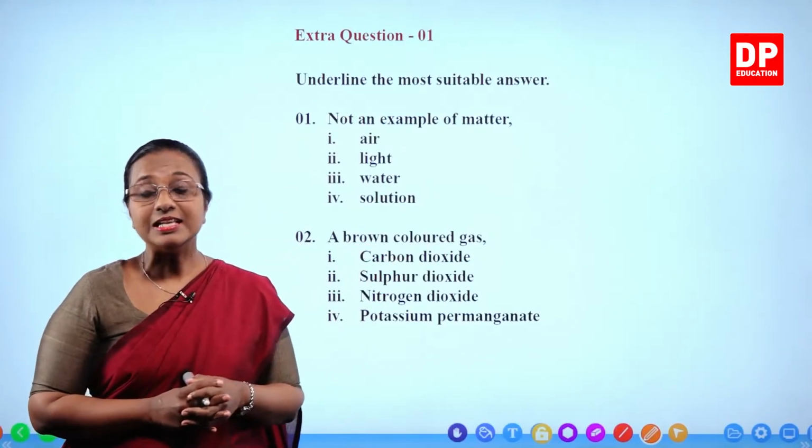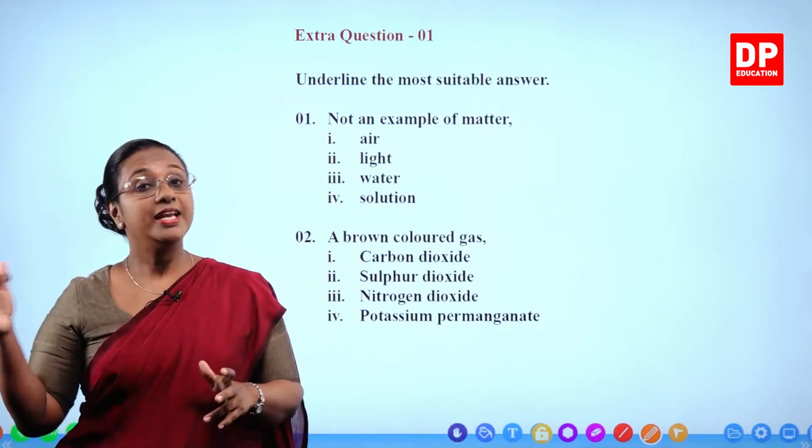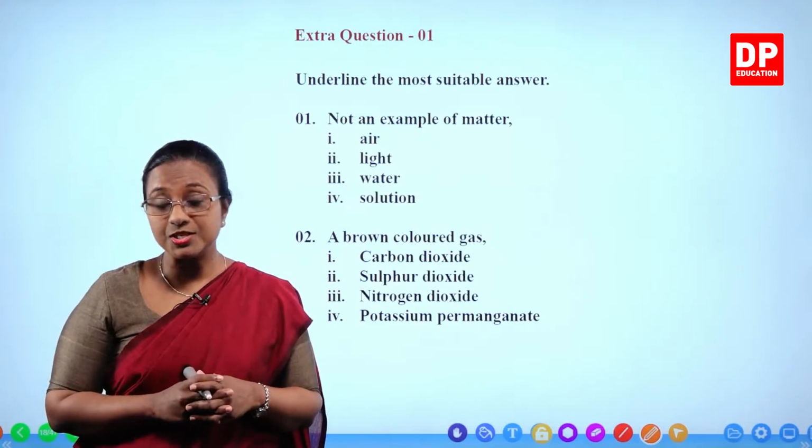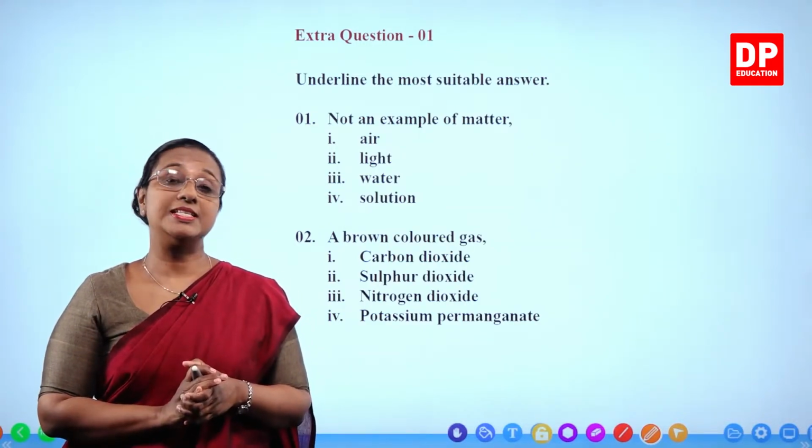Now this is the next chapter where I'm going to continue with extra questions. In the previous chapter we discussed the questions given in your textbook. So this is related to properties of matter.